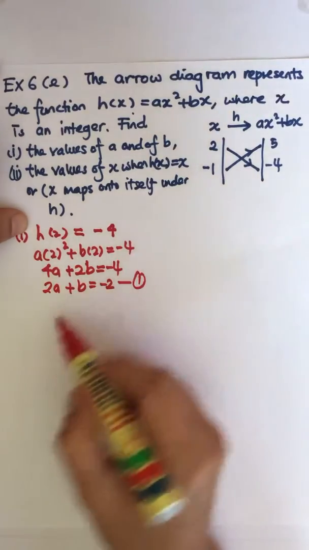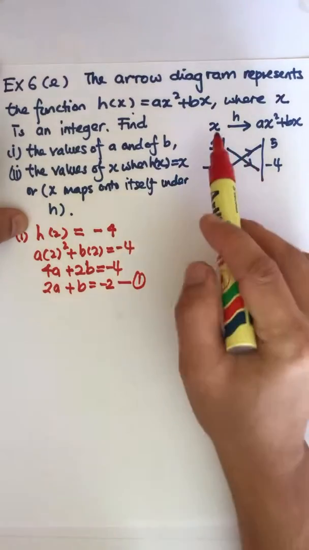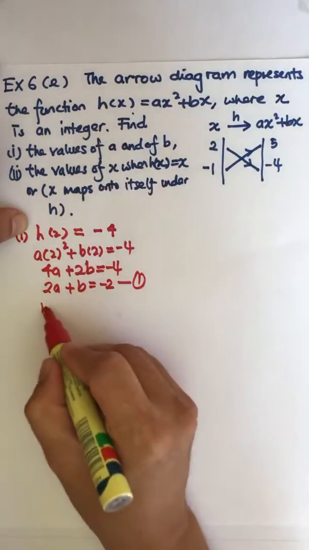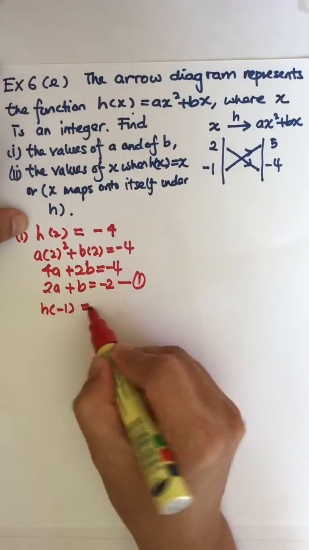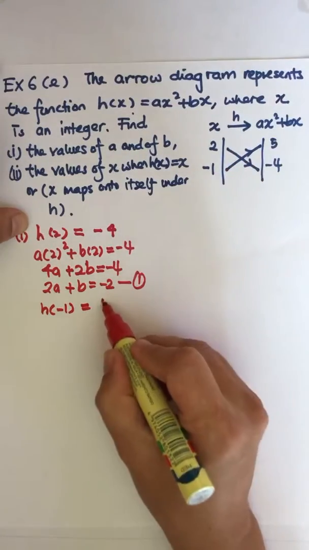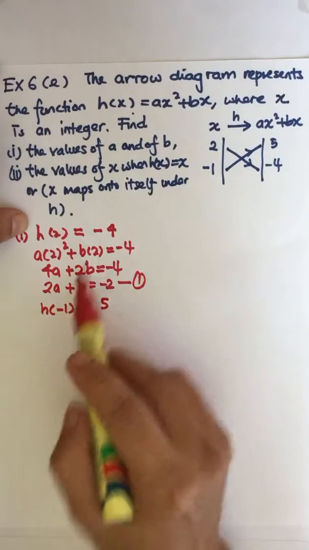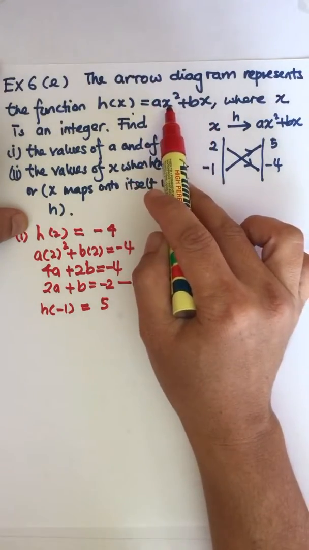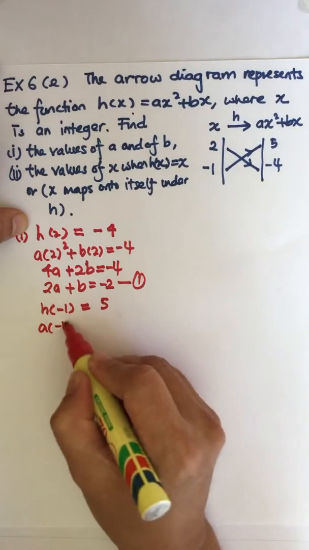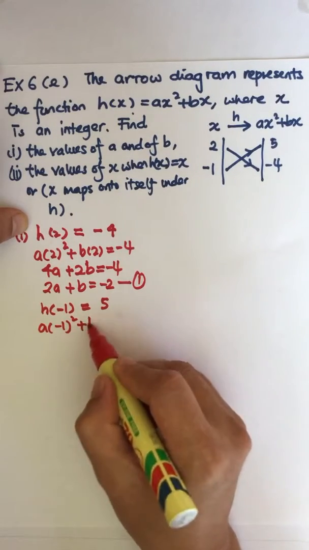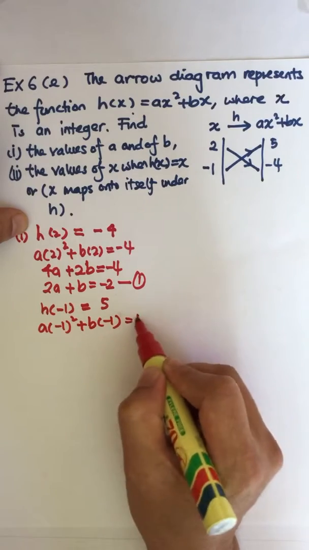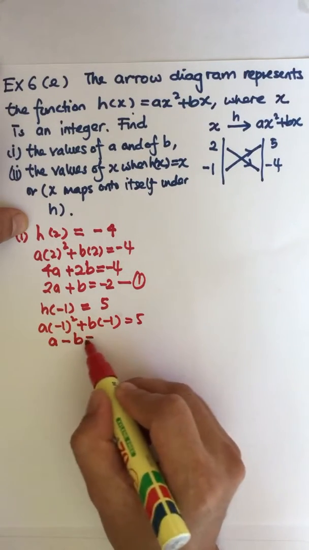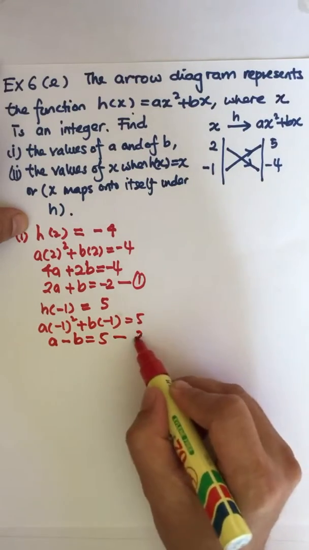For equation number 2, when x is negative 1, h(-1) is 5. So substitute negative 1 into this expression. So you get a(-1)² + b times (-1) = 5. So you have a - b = 5 as equation number 2.